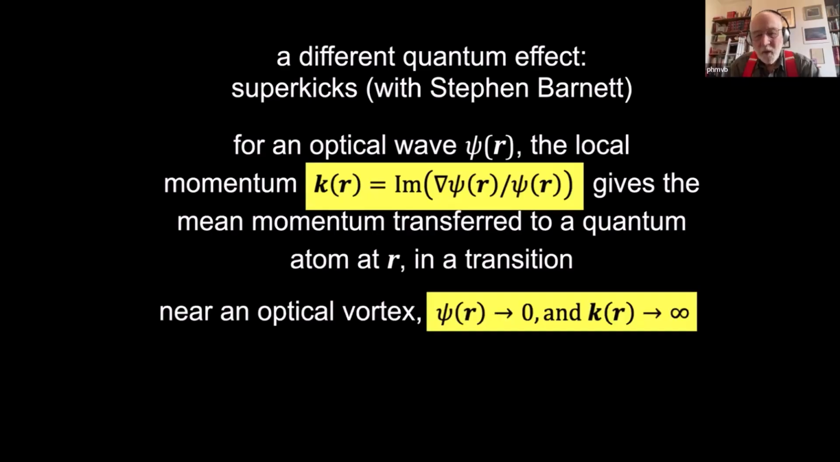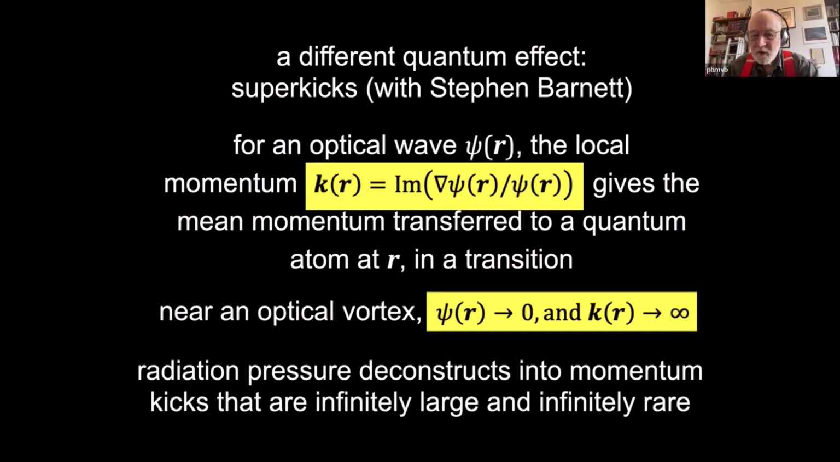And what happens near an optical vortex? The wave goes to zero, the kick, k, goes to infinity. Now, what does that mean? It tells you this: radiation pressure, what we're talking about here, deconstructs quantum mechanically near a vortex into momentum kicks that are infinitely large, k infinity, and infinitely rare. So this is an interesting prediction of how near a vortex you would expect radiation pressure to behave in what, from a classical point of view, is an anomalous way. Well, that's what I wanted to tell you.